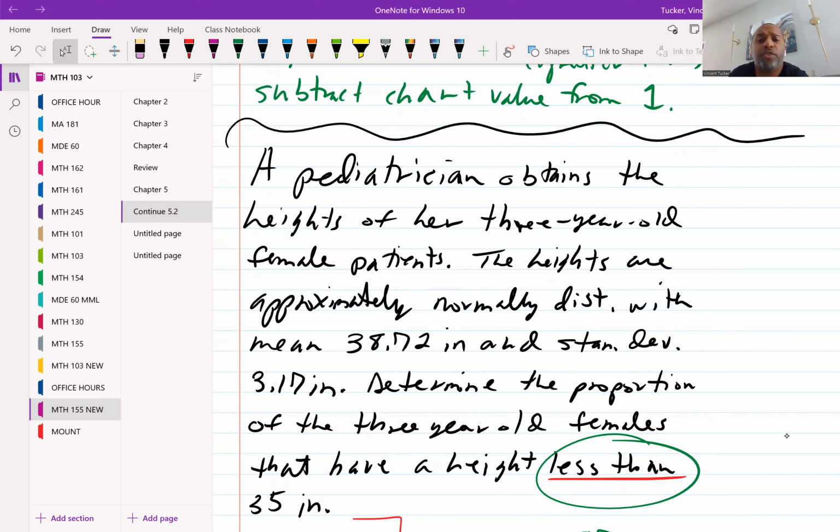All right, so we have a pediatrician obtains the heights of her 3-year-old female patients. The heights are approximately normally distributed with mean 38.72 inches and standard deviation 3.17 inches. Determine the proportion of the 3-year-old females that have a height less than 35 inches. So it told us that it was approximately normally distributed. And the reason why that's key is because that allows us to use these z-scores in your normal distribution. It has to be normally distributed, and that's the bell-shaped curve.